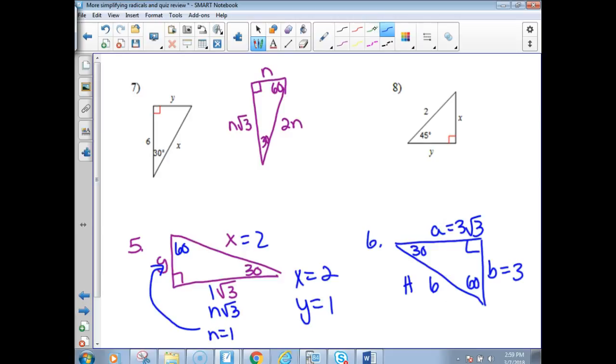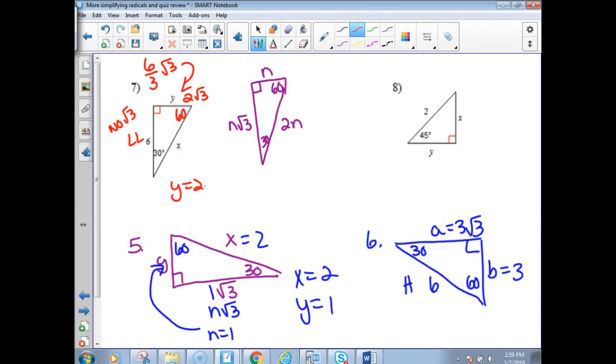Now let's go to number 7. 7 has a side opposite the 60. So this is your long leg, and it has no square root of 3. So you go and look at what it says to do. It tells you specifically if you have the long leg with no square root of 3, then take that number, 6, divide it by 3, and put a square root of 3 on it, and that'll give you the short leg. That's going to be 2 square roots of 3.